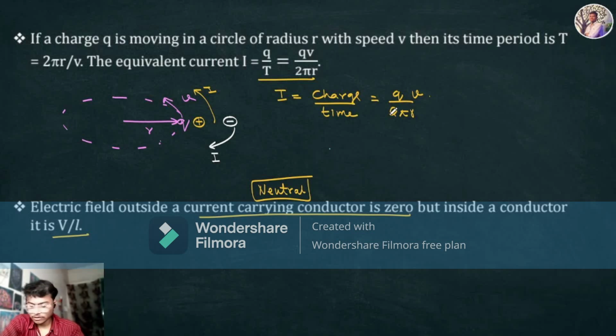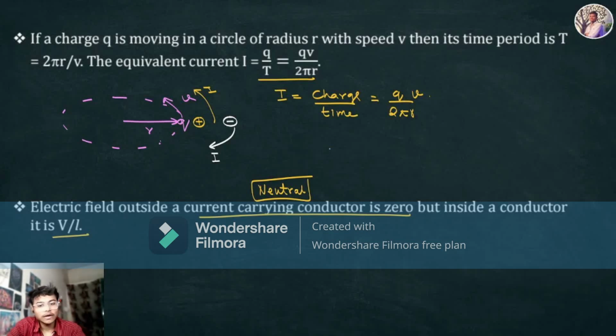So where we were, we were discussing some properties. If a charge is moving in a circular motion of radius r and speed v, the time period is equal to 2 pi r by v. So the current we get is q divided by t, and the time period is 2 pi r upon v. So we get the current in circular motion.